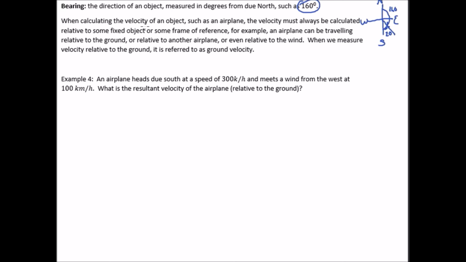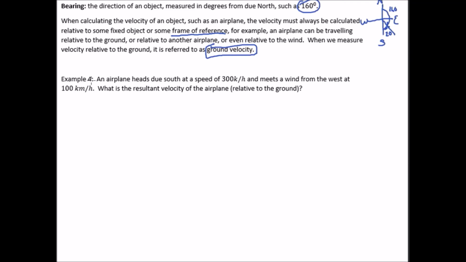Okay, when calculating the velocity of an object such as an airplane, the velocity must always be calculated relative to some fixed object. There has to be some frame of reference. For example, an airplane can be traveling relative to the ground if you want to compare it to how fast it's going relative to the ground, or if you're driving in a car, it could be relative to how fast you're going in the car, or relative to wind speed. It just has to be relative to something. So when we measure velocity relative to the ground, it's referred to as ground velocity.